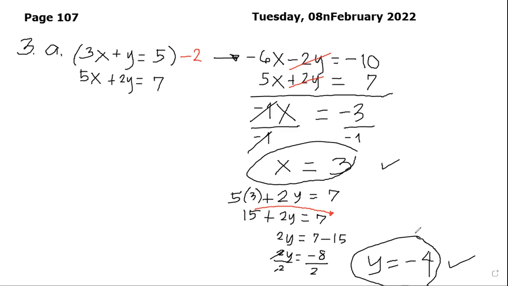Are you confused or do you have an idea now? Is it okay or do you want more? Take note, that is letter A. You have now x equals 3 and y equals -4. Okay, finish?